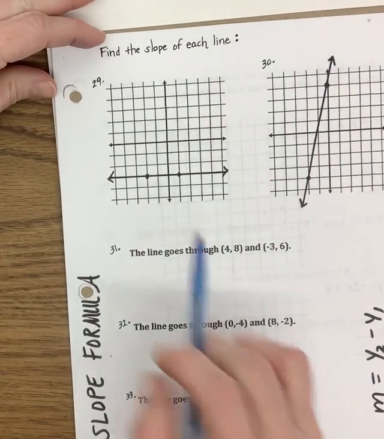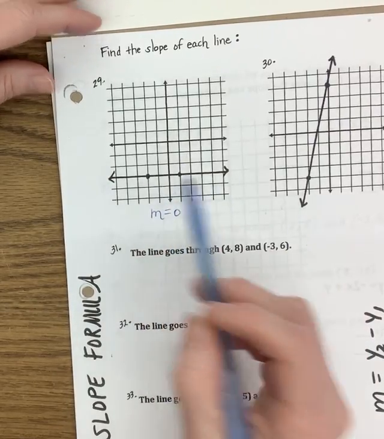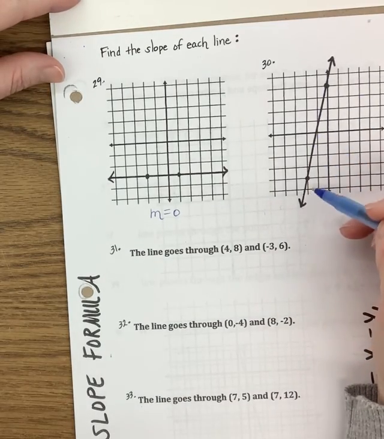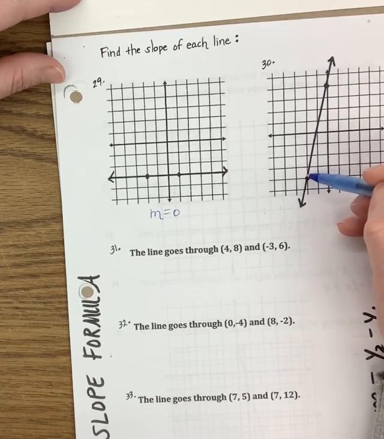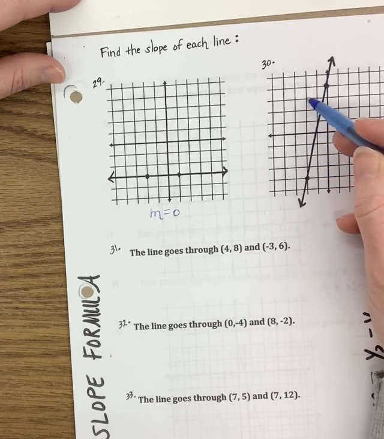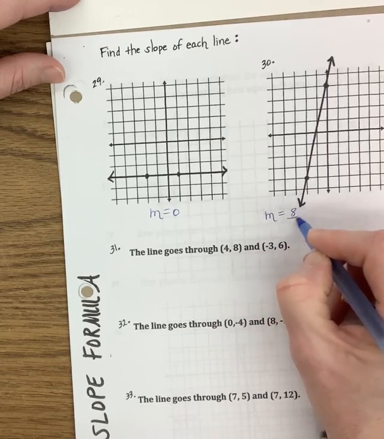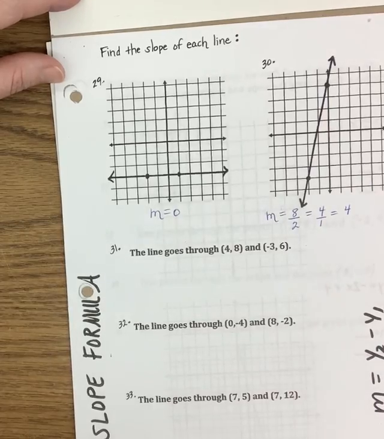Find the slope of each line. This is clearly slope 0. It's horizontal, it's flat. Every horizontal line has no rise, so slope is 0. This one's going to have a positive slope. We know that because it's going up from left to right. 1, 2, 3, 4, 5, 6, 7, 8 up, 2 to the right. So the slope is 8 over 2, 4 over 1, or simply 4.